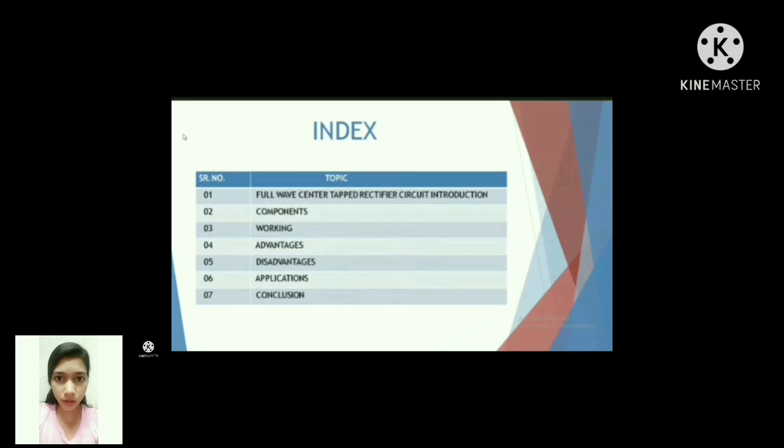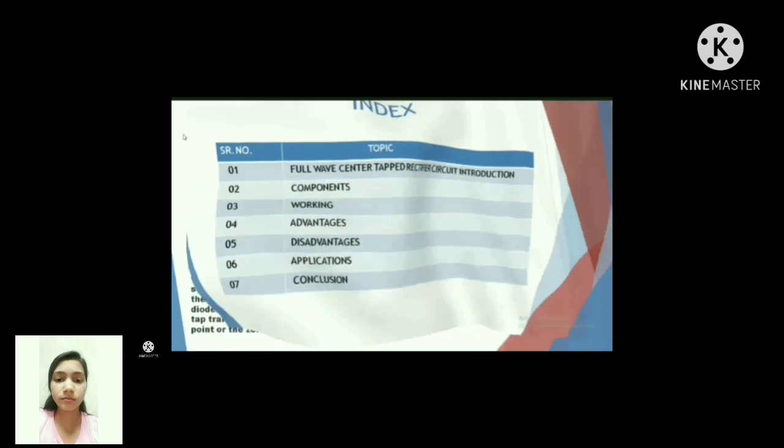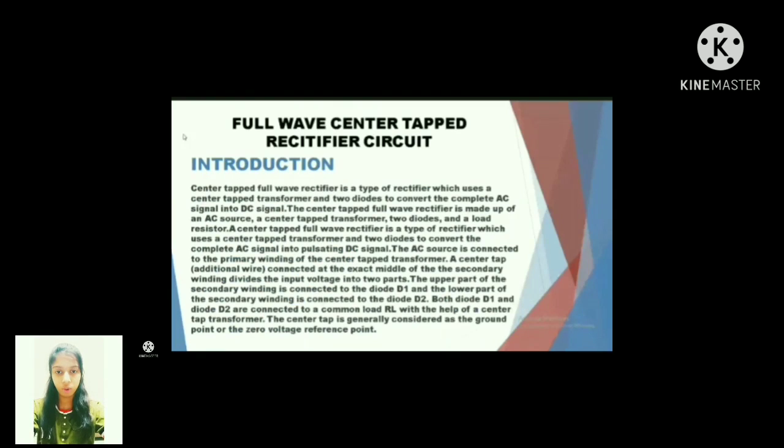Topics: first, full wave center tap rectifier circuit introduction. Second, components. Third, working. Fourth, advantages. Fifth, disadvantages. Sixth, applications. Seventh, conclusions. Let me introduce you all to the full wave center tap rectifier circuit.